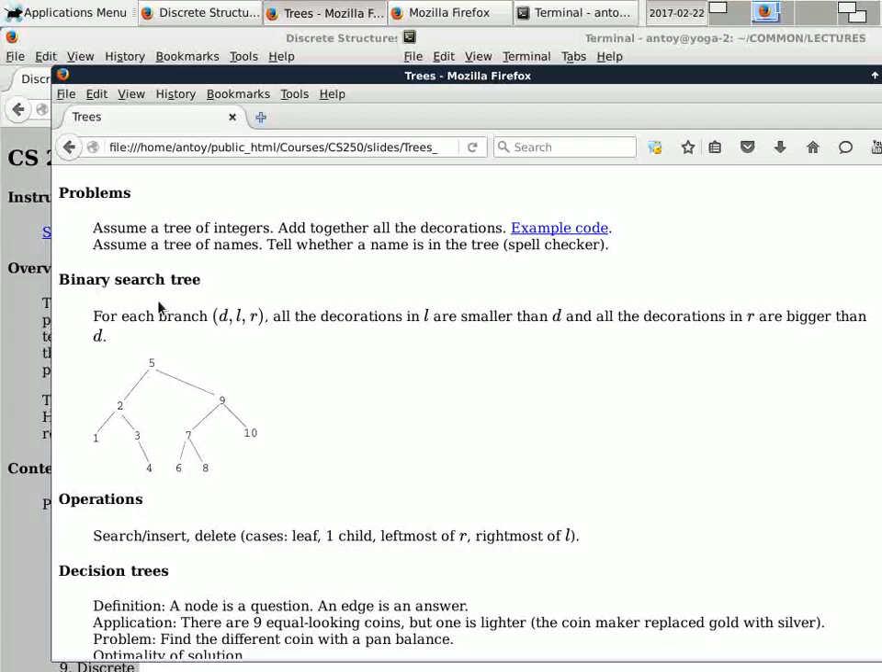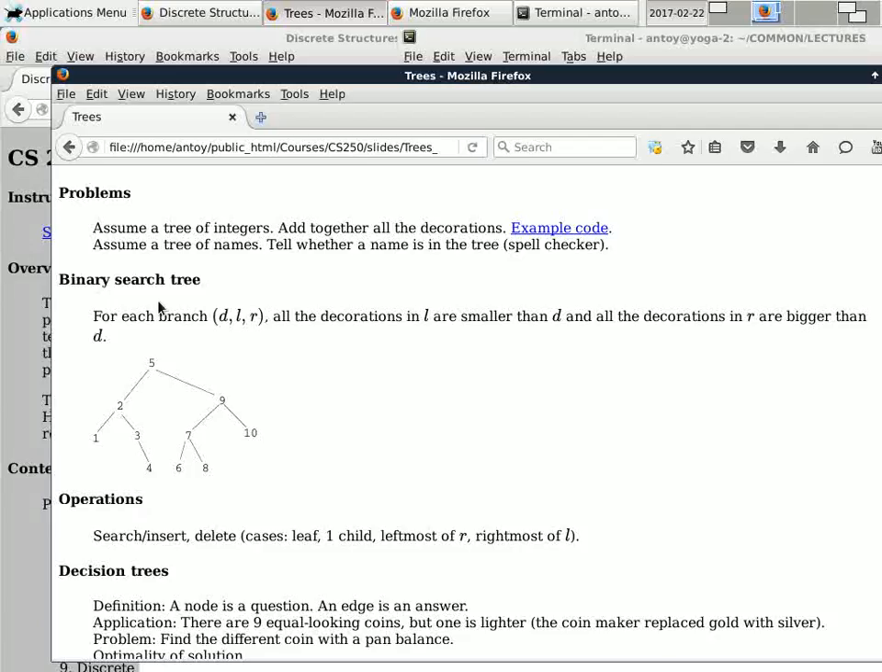Which operations do we do on this? We do search, insert, and delete of values in this tree. Search and insert are very similar. You compare the thing you want to search or insert with the root, and either you are there or you go left or you go right, depending whether the root is smaller or bigger than the value you compare.